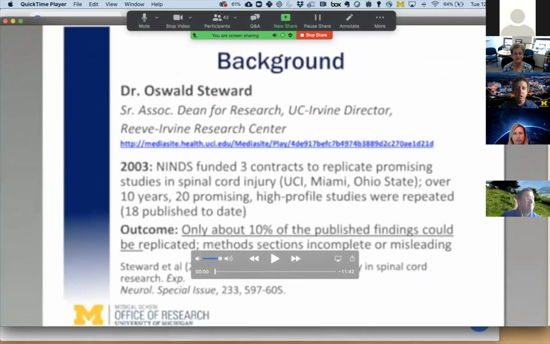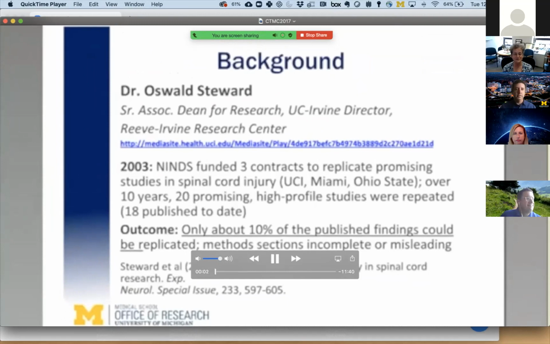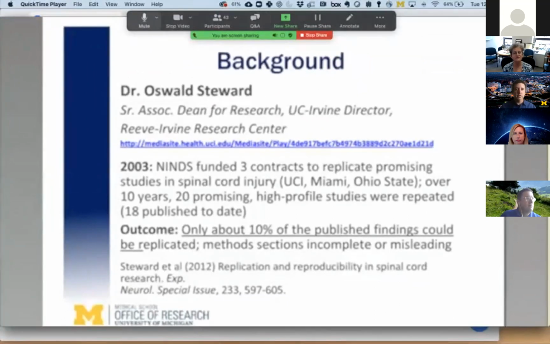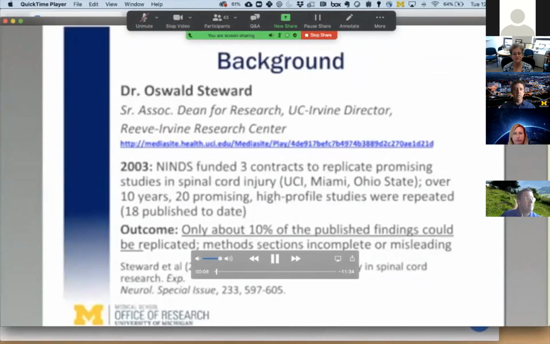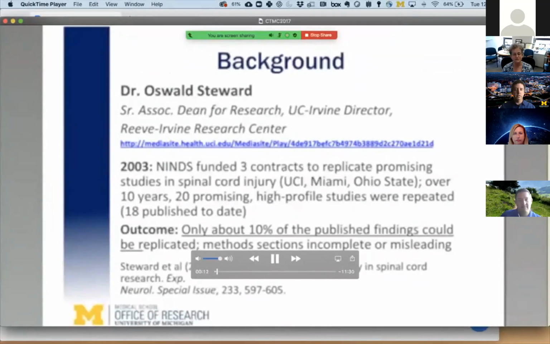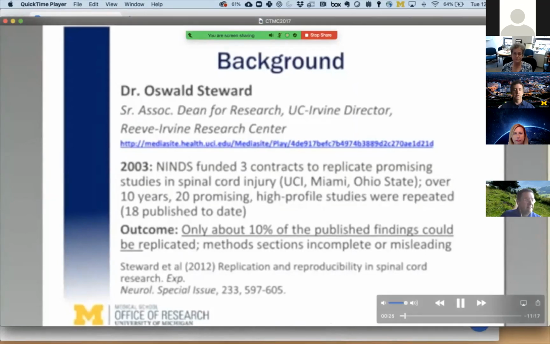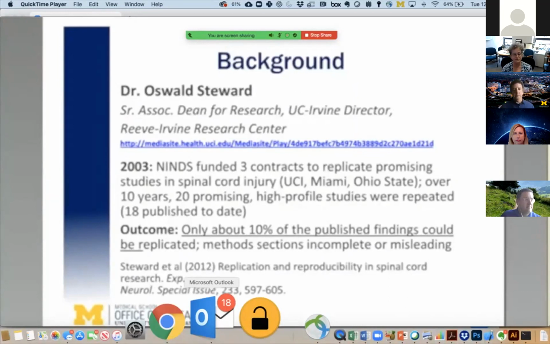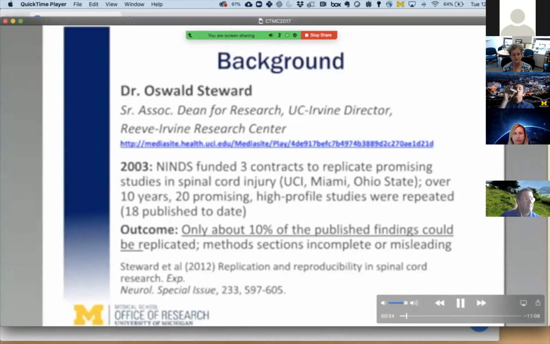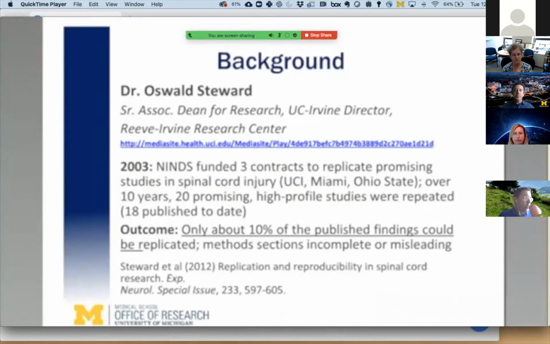All right. By way of background, back in 2003, NINDS had 3 contracts, and the idea was to replicate promising studies in spinal cord injury. And interestingly enough, there were a lot of very promising high-profile studies in the preclinical space, or the basic science space and translational space there, with 18 of those published. But with the methods that were reported in these papers, they were only able to replicate about 10% of the published findings. And I think that one of the fundamental scientific goals of our course is for you to do transparent and reproducible research.